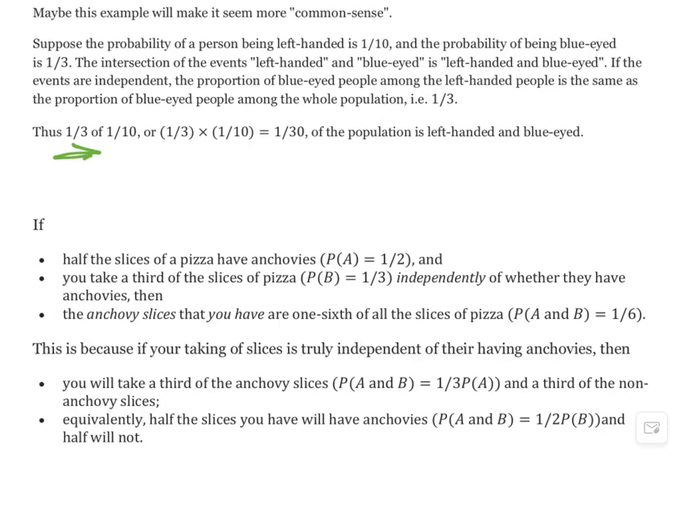And then a second example here dealing with pizza. So half the slices have anchovies, represented by A, and we are going to select a third of the slices independently of whether or not they have anchovies, right? Then the anchovy slices that you have are 1/6 of all the slices of pizza, right? So again, this depends on the events being independent. So theoretically, if half of them have anchovies and you close your eyes and randomly take a third of them, then out of that group, the third that you picked, half should have anchovies and half should not, right? And again, half of 1/3 is 1/6.